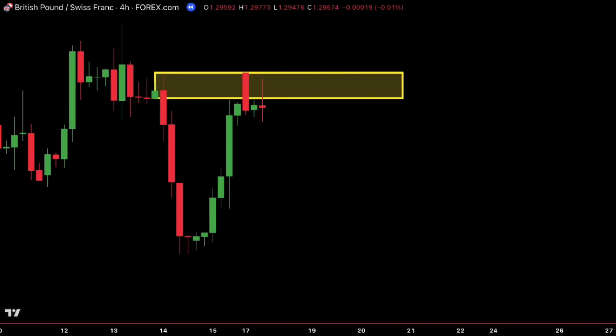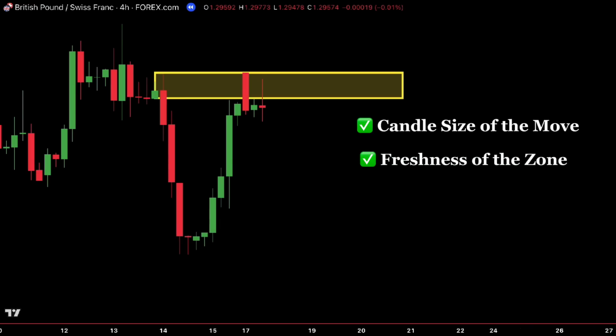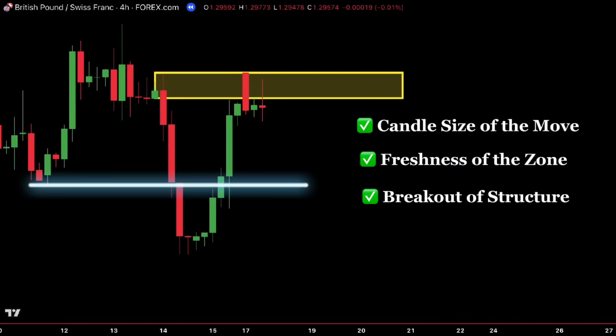On this 4-hour chart of the British pound Swiss franc, we've identified what looks like a perfect supply zone. It checks off all 4 critical criteria. Candle size: large, strong bearish candles signaling clear institutional selling pressure. Freshness: the zone is completely untouched, meaning the first retest has a high probability of reacting strongly. Breakout of structure: price broke below a key support level, trapping retail traders and confirming smart money involvement.